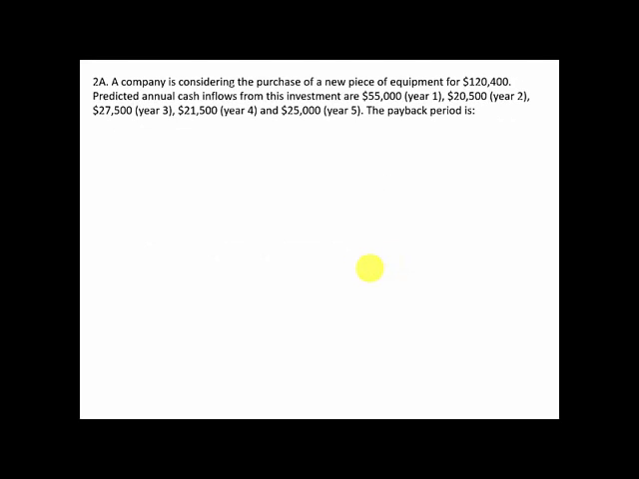2A. A company is considering the purchase of a new piece of equipment for $120,400. Predicted annual cash inflows from the investment are $55,000 for year 1, $20,500 for year 2, $27,500 for year 3, $21,500 for year 4, and $25,000 for year 5. The payback period is, that is, when will we get all of our money back? It looks like we're going to spend $120,400, and let's see how we get this back.